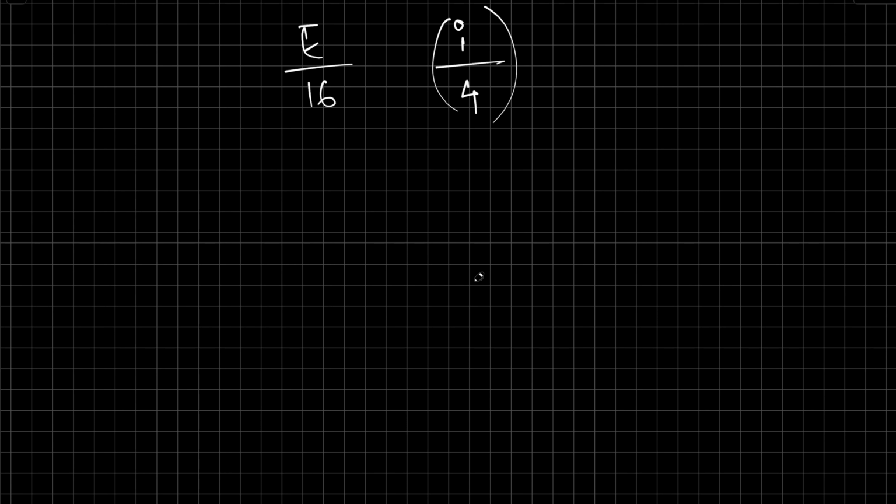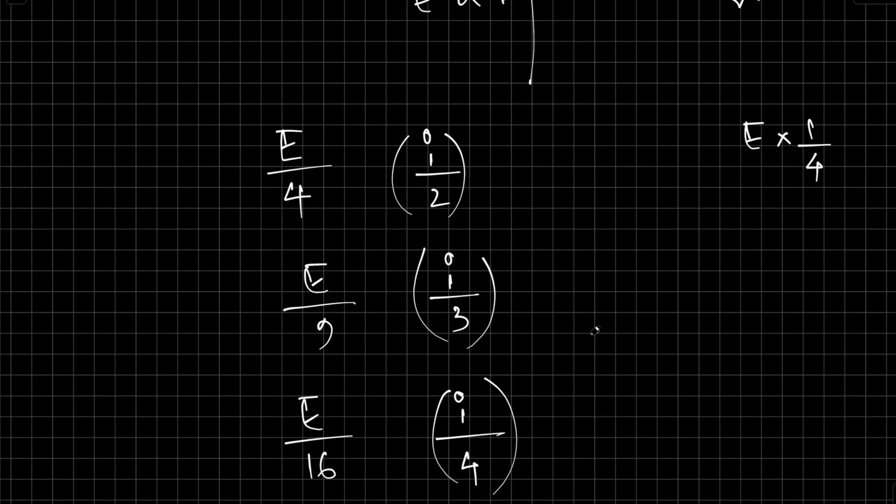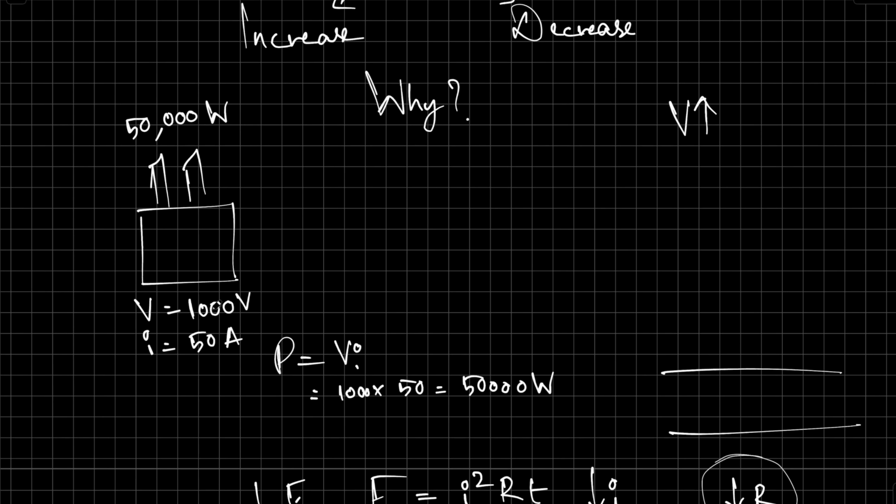Now, how do we decrease the current? P equals VI. Power remains a constant. So to decrease the current, we need to increase the voltage. Let's say current is going down by a half, voltage becomes 2V, then the power VI remains constant, right? So to decrease the current, we need to increase the voltage. So at this power plant, we are increasing the voltage.